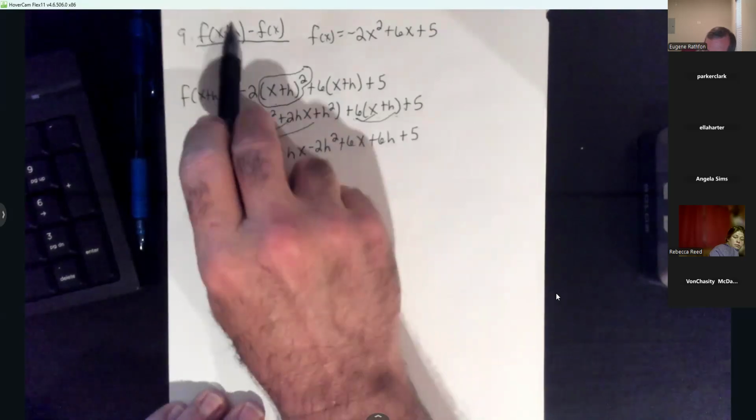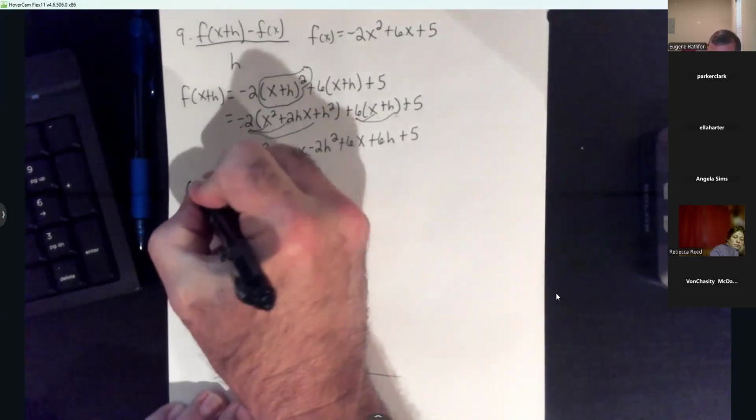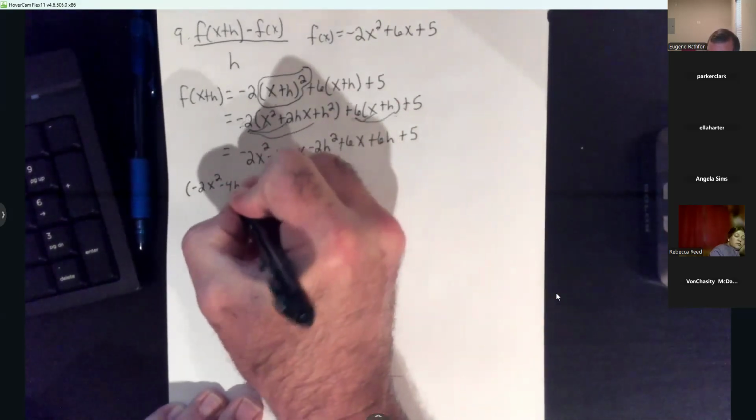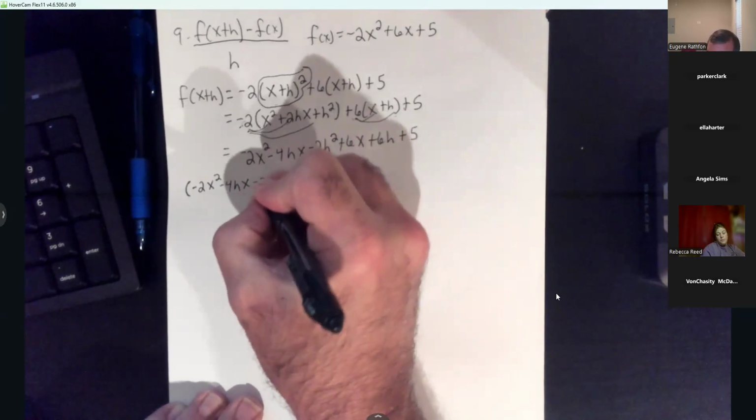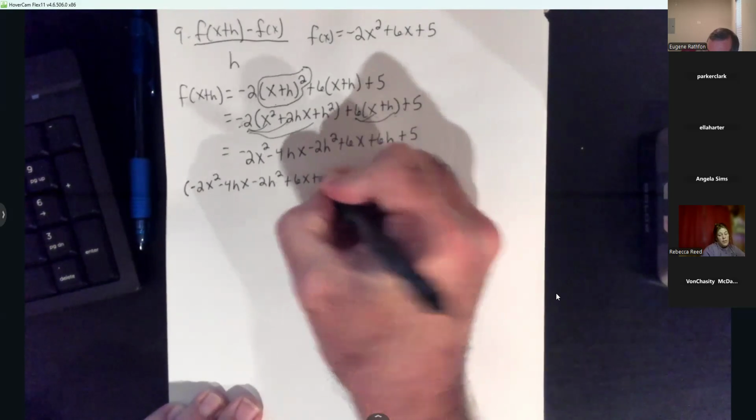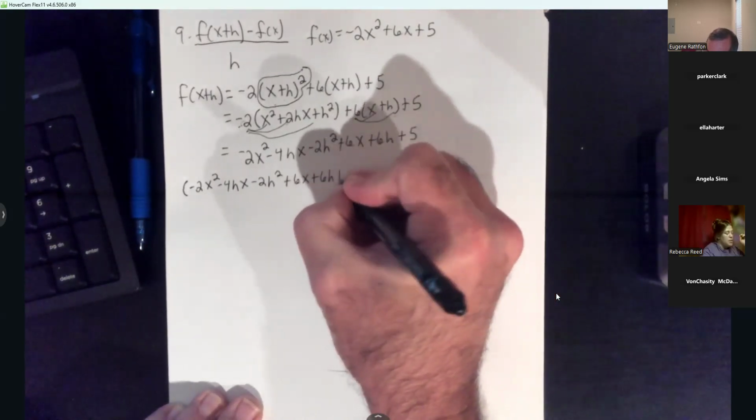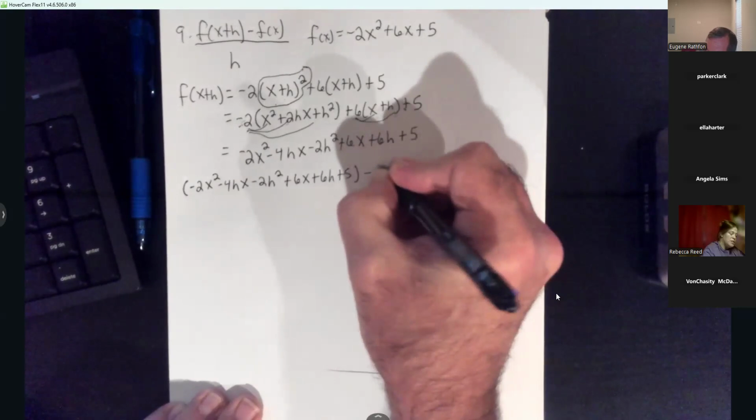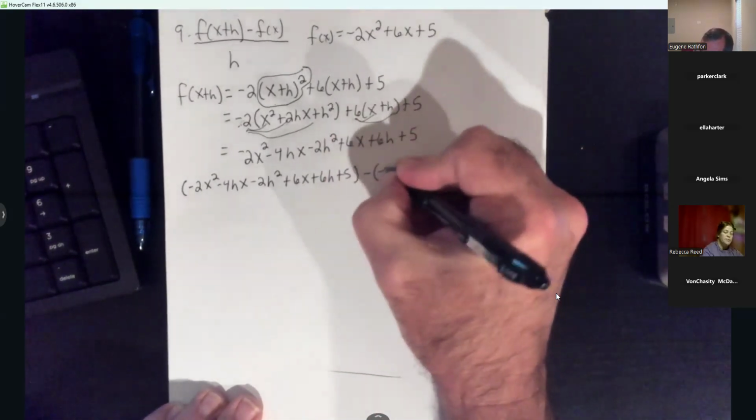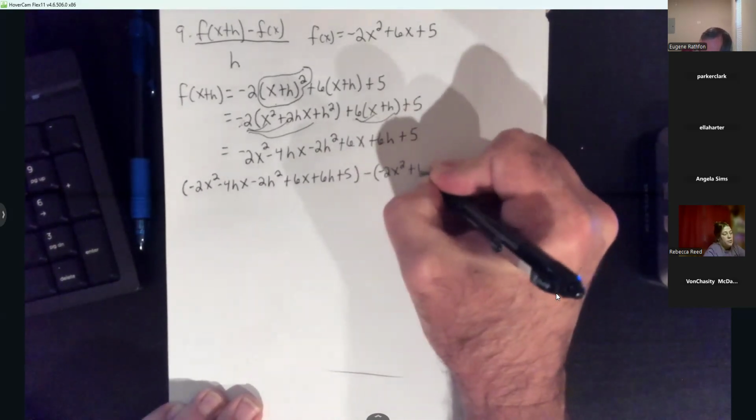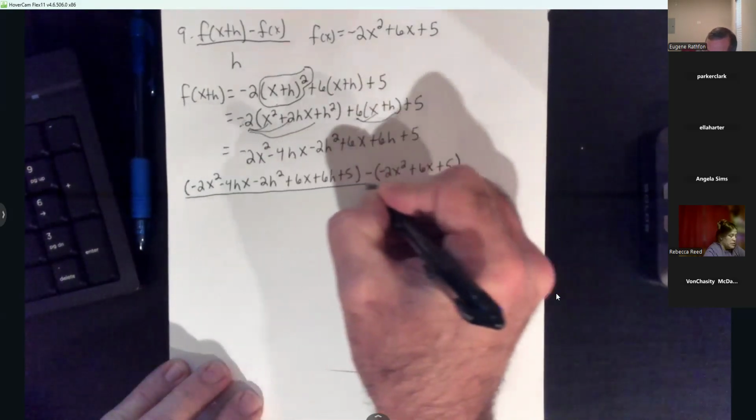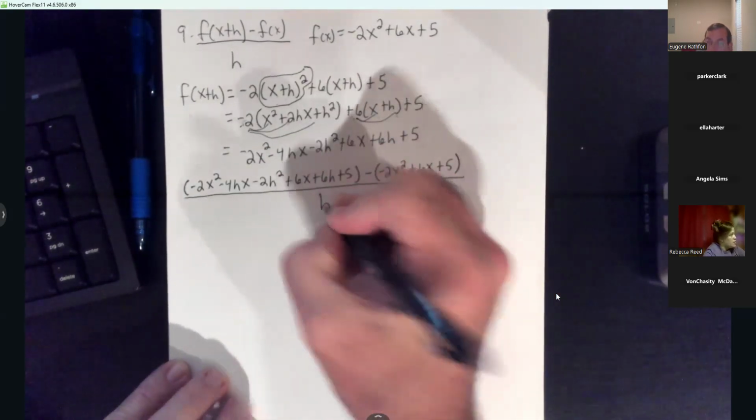All right, so let's plug everything into our formula. F of x plus h is negative 2x squared minus 4hx minus 2h squared plus 6x plus 6h plus 5, minus f of x. F of x is negative 2x squared plus 6x plus 5. And this is all over our h.